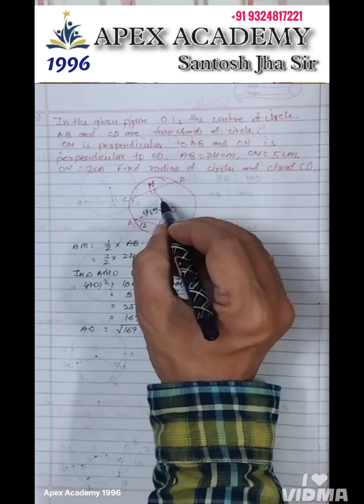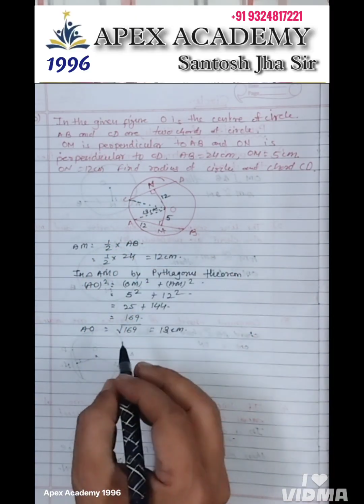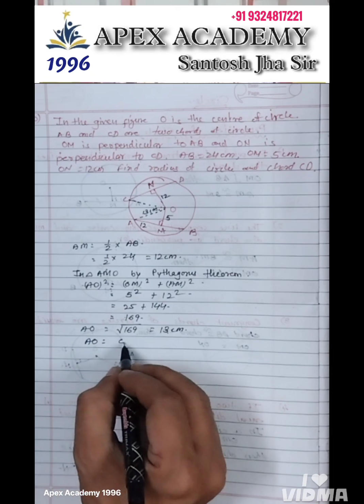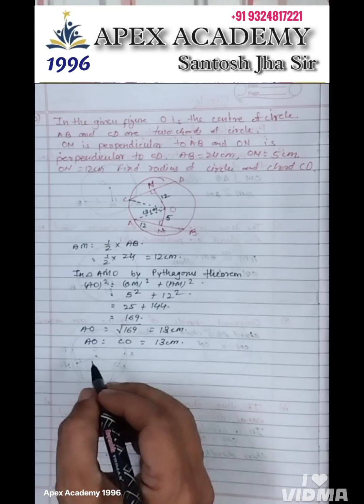Now for the other side, CO is the same as AO. AO equals CO and both become 13 centimeter. ON is already given 12.